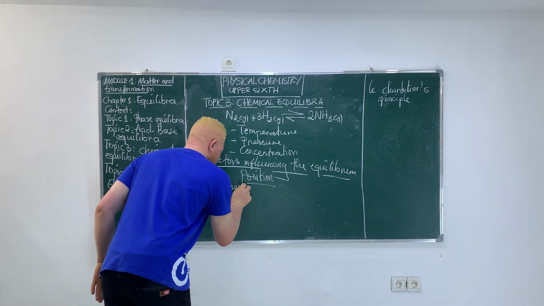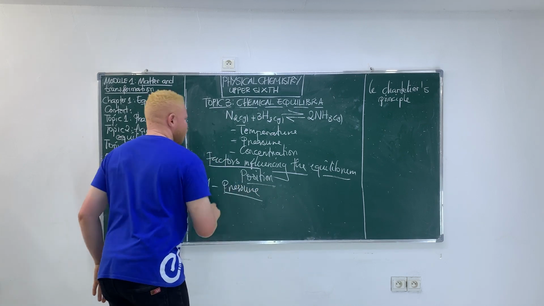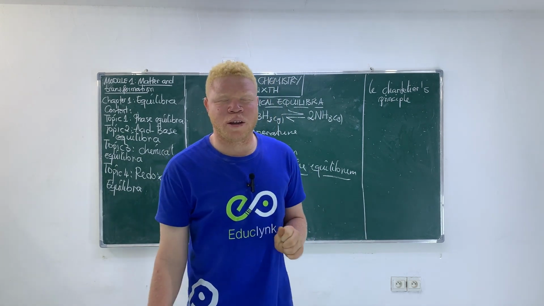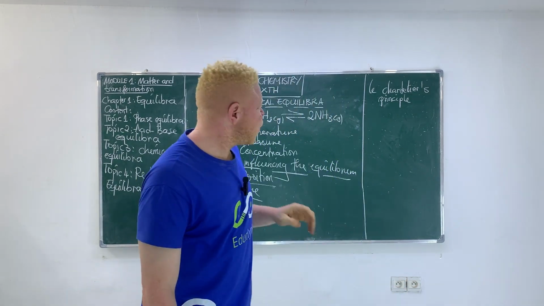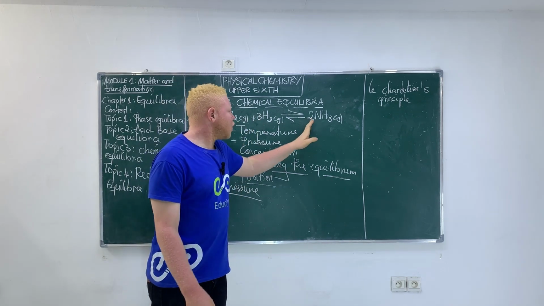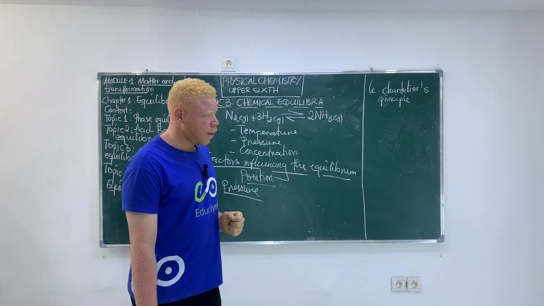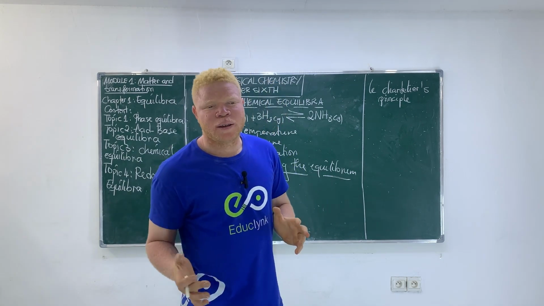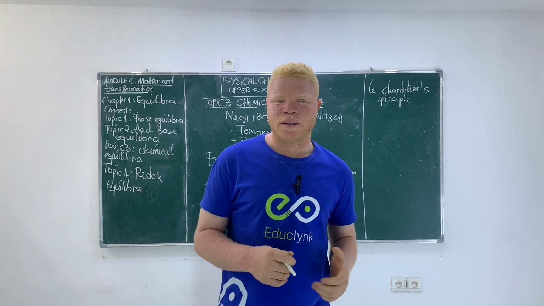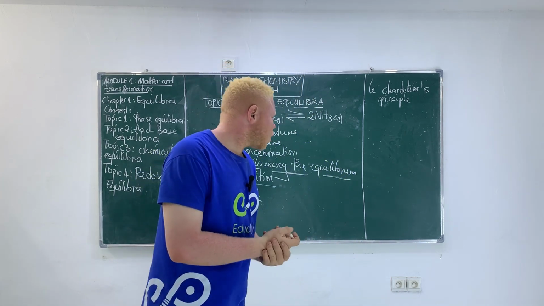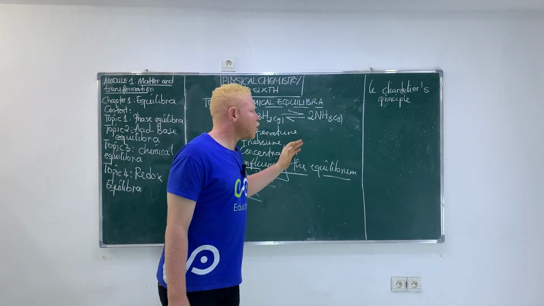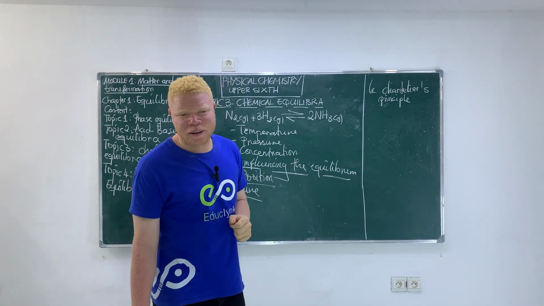Pressure. Consider the above equation as having attained equilibrium. In this case, we have N2 plus 3H2 giving 2NH3. An increase or a decrease in the pressure will shift the equilibrium position either to the left or to the right. For this equilibrium, the equilibrium position will shift to the right if pressure increases.